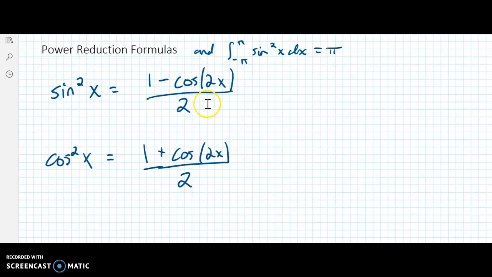I'm only going to do it for the sine one because the cosine one will work once I make my sine squared argument. So notice here, sine squared x is equal to (1 minus cosine of 2x) over 2. Intuitively, you may be like, say what? But let me show you why it's true.